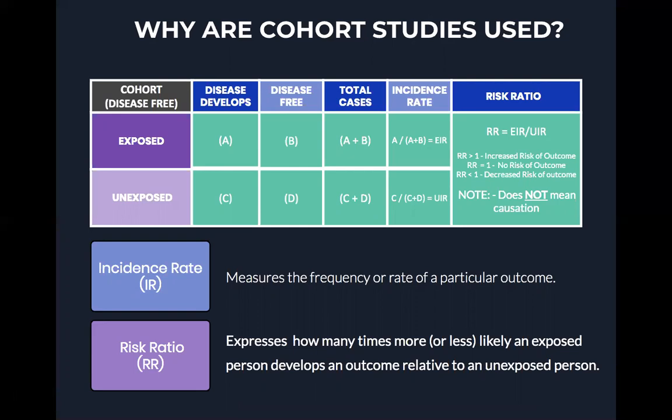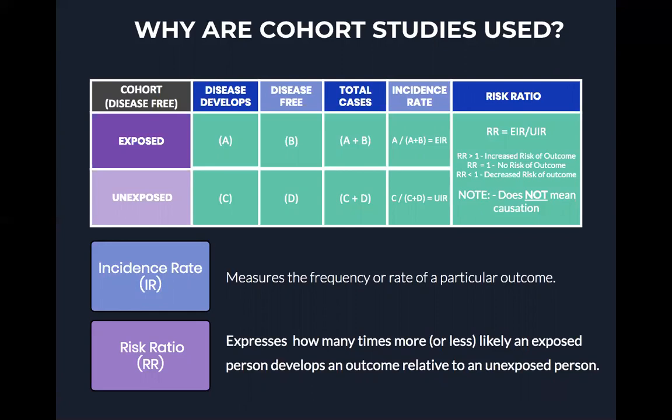Okay. So a big reason why cohort studies are used is because you can actually quantify the incidence rate and risk ratio, which are calculated from the two groups and the data that you have collected. To calculate the incidence rate and risk ratio, you use the equations that are on the slide right now.